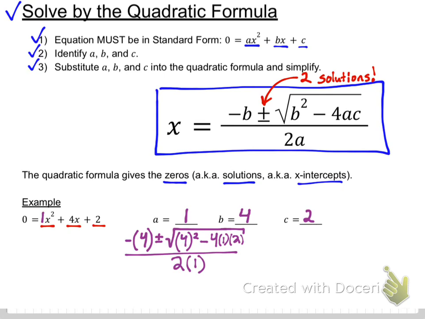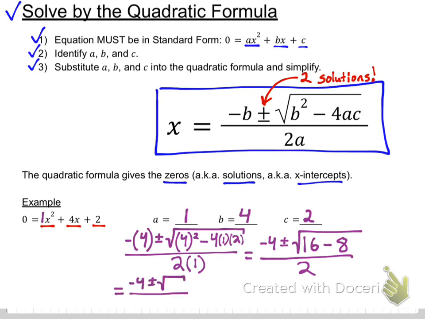Now comes the part of simplifying it. I always like to simplify what's inside the square root first. And you can use a calculator for this part because those are just numbers. So negative 4 plus or minus, let's see, 4 squared is 16. 4 times 1 times 2 is 8. And we divide that by 2 times 1, which is 2. So notice I'm simplifying this in pieces. It's really important that you follow your order of operations here. So you need to do the things inside of the square root before you do anything to the square root. Now, negative 4 plus or minus the square root of 16 minus 8, which is 8, all divided by 2.